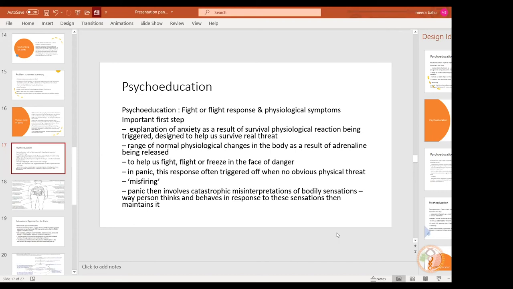Panic then involves catastrophic misinterpretations of bodily sensations. The way a person thinks and behaves in response to these sensations then maintains it. So let's look at it. In panic, how are we going to do psychoeducation? I would like to hear from you.